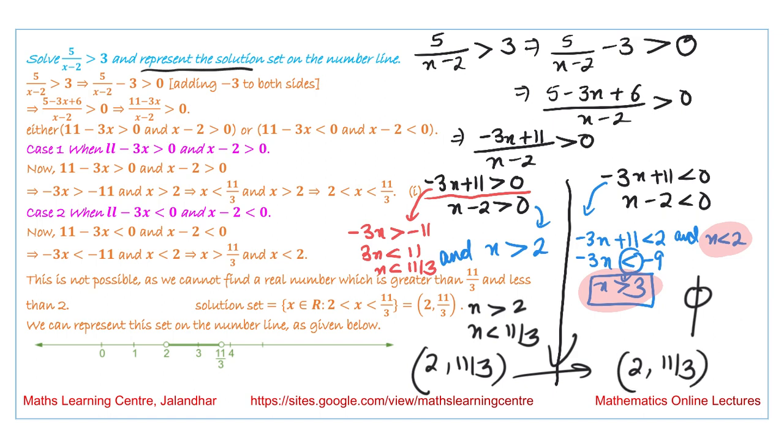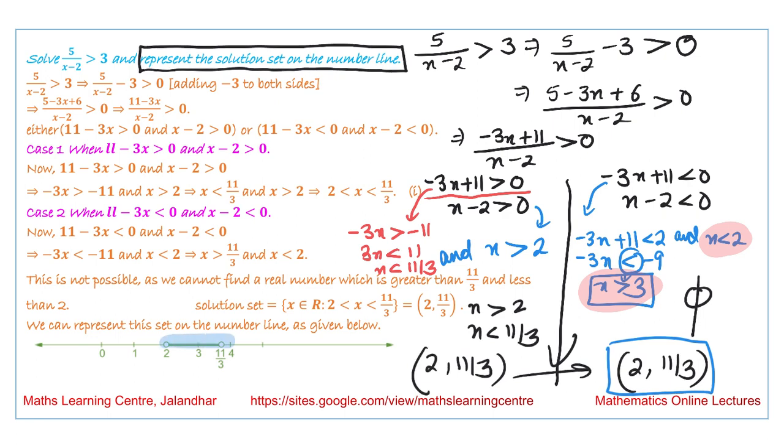Next, we have to represent the solution set on the number line. So we have to represent 2 comma 11 by 3 on the number line. This is the solution we have: it is 2 to 11 by 3, and both 2 and 11 by 3 are not included.